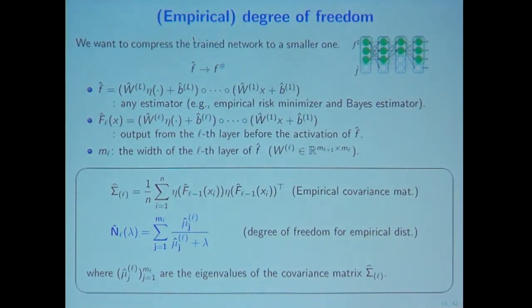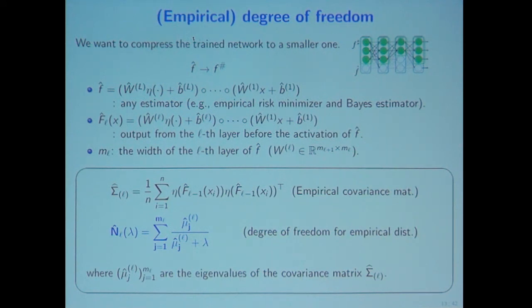To define the effective dimensionality, I use the notion of degree of freedom. Here we want to compress the trained network f hat to a smaller one, f sharp, which is the compressed network. Here is some notation. f hat is represented by the parameters W hat l and b hat l. Capital F hat l is the output of the l-th layer before the activation of the trained network f hat, and m_l is the width of the l-th layer of f hat. So the parameter W_l is of size m_l plus 1 times m_l.